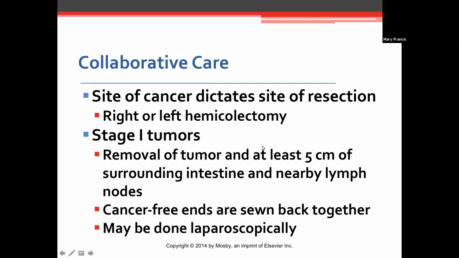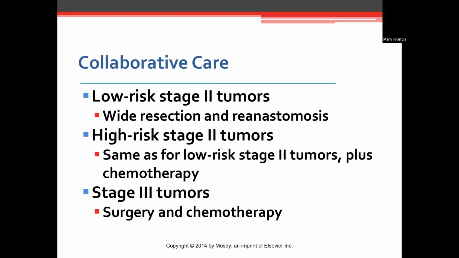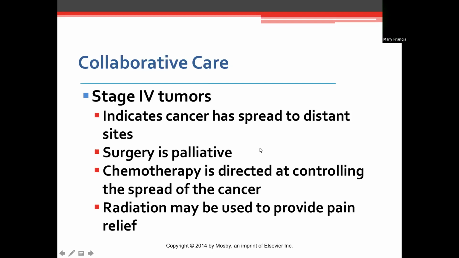Site of cancer dictates the site of resection, whether or not they'll have a right or left hemicolectomy. Stage 1 is removal of the tumor with cancer-free ends, and can be done laparoscopically. Stage 2, wide resection, but can still have reanastomosis. Chemo is considered for high risk stage 2 tumors. Stage 3, surgery and chemo. Stage 4 usually means that it's somewhere else and that the surgery is done for a palliative purpose. Chemo is directed to control the spread of cancer, and radiation generally to help with pain.